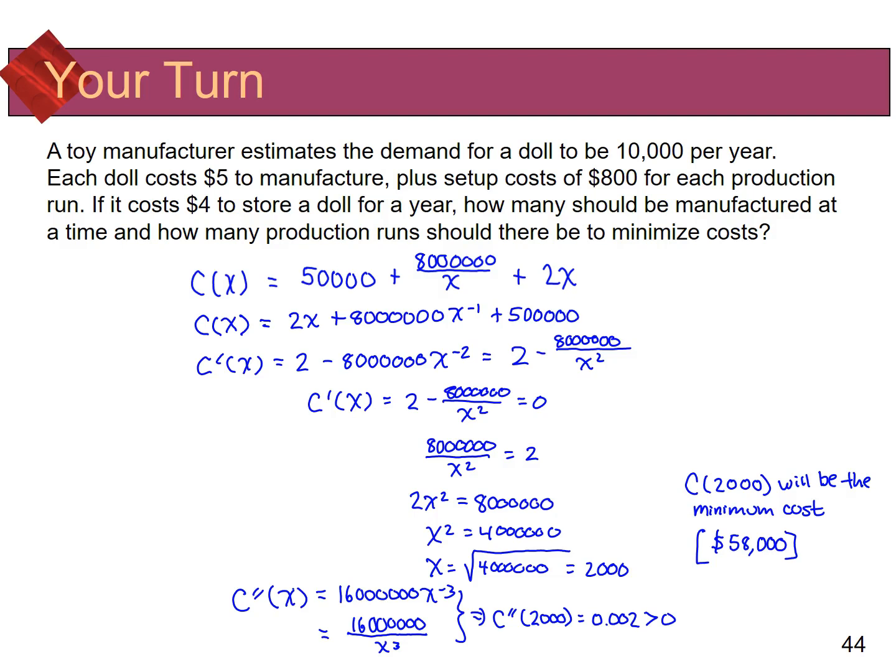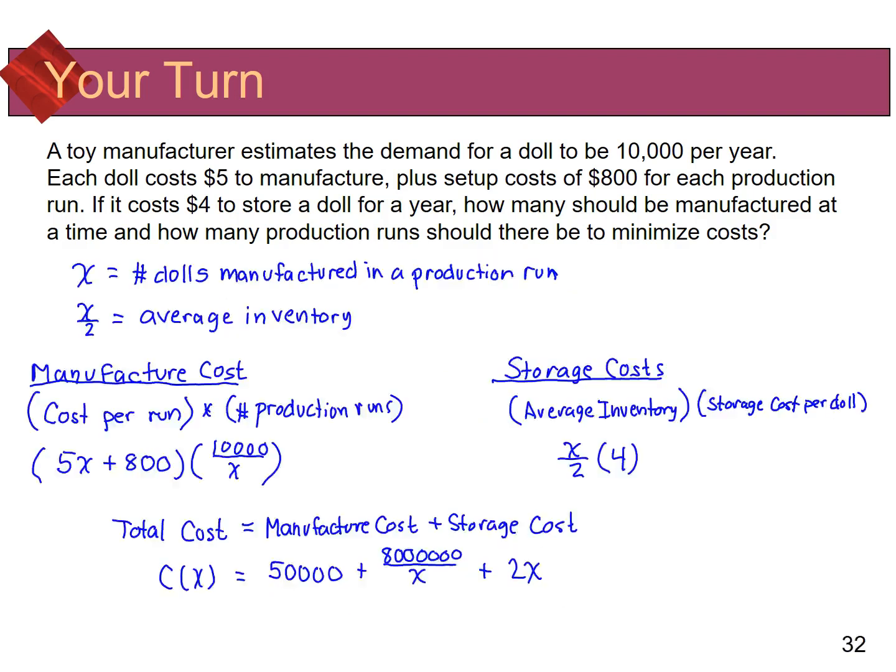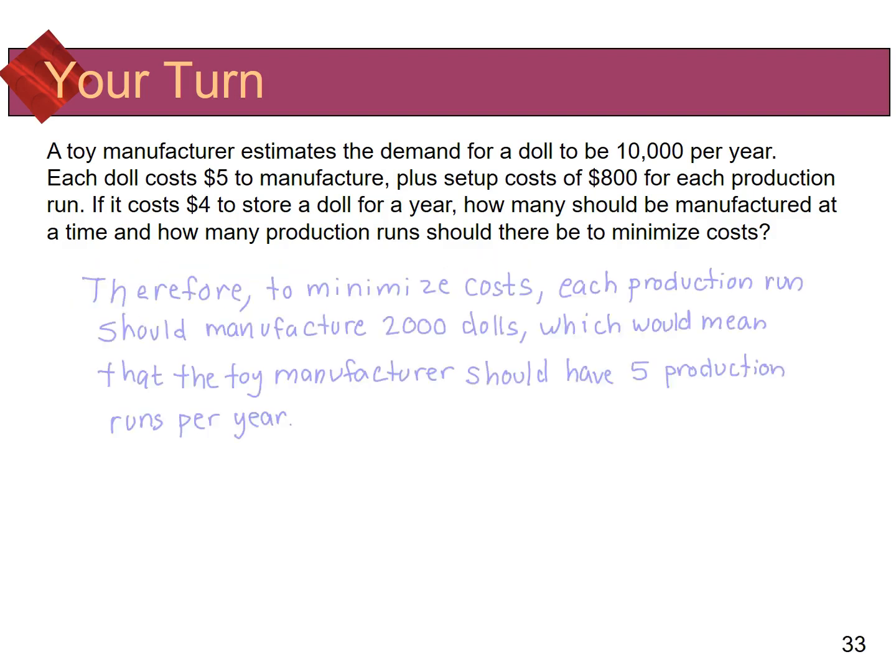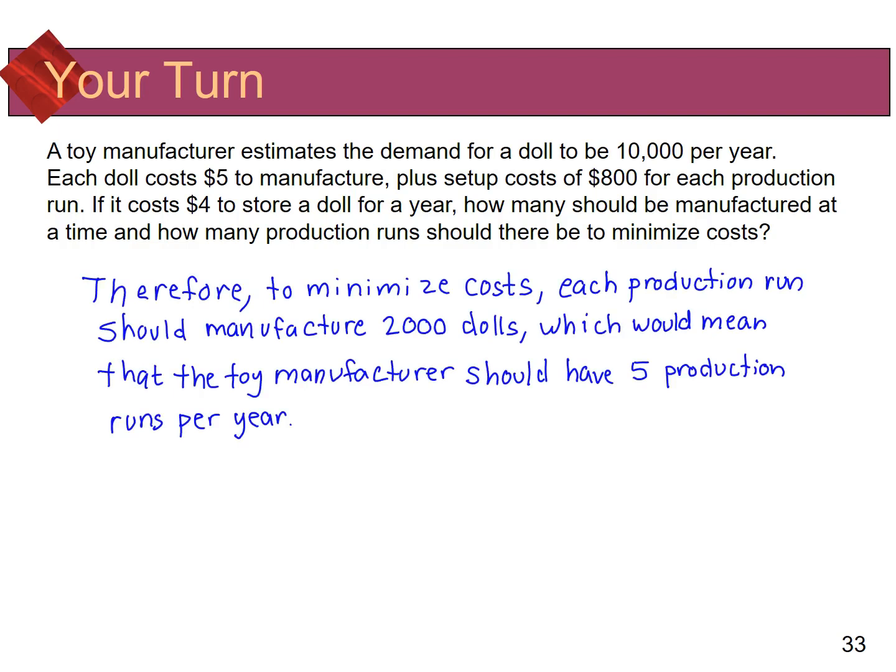Now, it's not asking me for what that minimum cost is. I just happen to calculate it. It's asking me two questions. How many should be manufactured at a time? And how many production runs should there be to minimize the costs? So to answer that question now, to minimize costs, each production run should manufacture 2,000 dolls, which would mean that the toy manufacturer should have 5 production runs per year.